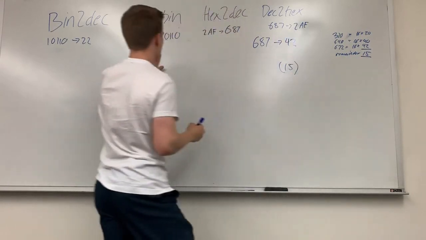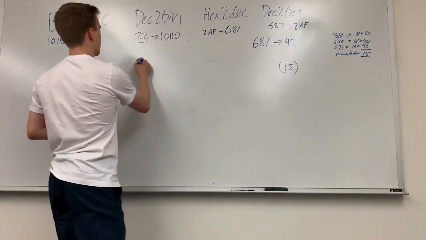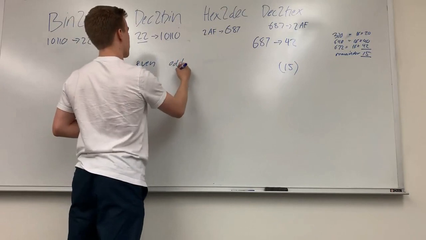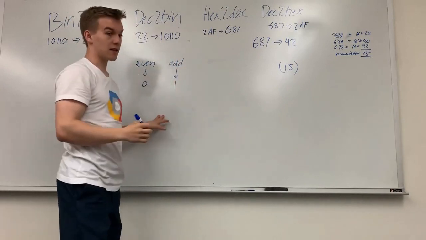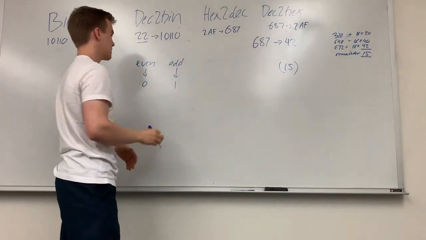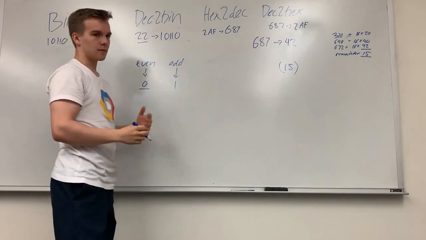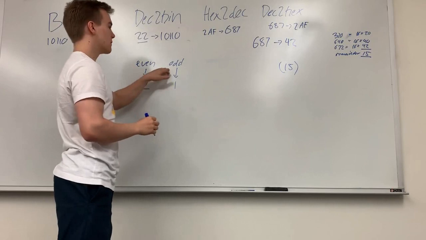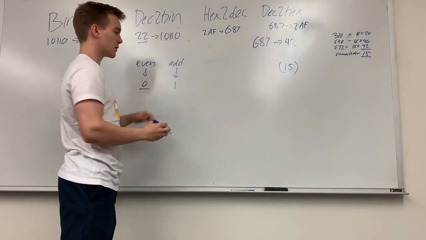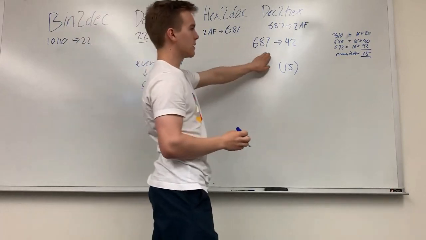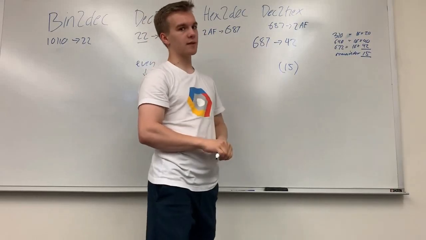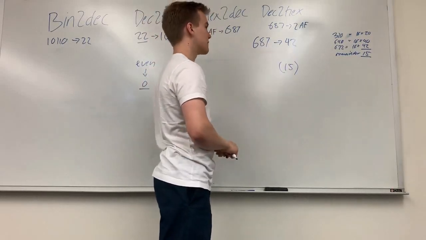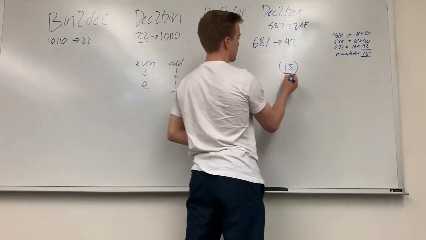So I didn't explain too much what we were doing over here, but when I said even becomes a 0 and odd becomes a 1, what we were actually doing was taking the remainder when divided by 2. Whenever you divide an even number by 2, the remainder will be 0. Whenever you divide an odd number by 2, the remainder will be 1. So here I'm doing the same thing. I'm just taking the remainder when you divide by 16. So here the remainder of this number divided by 16 is 15. So I'm going to put that down here.